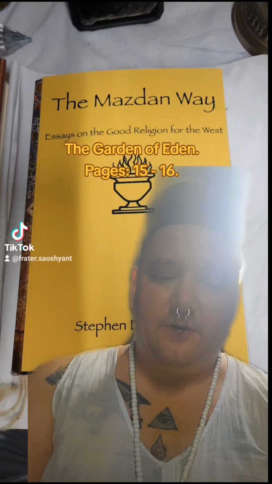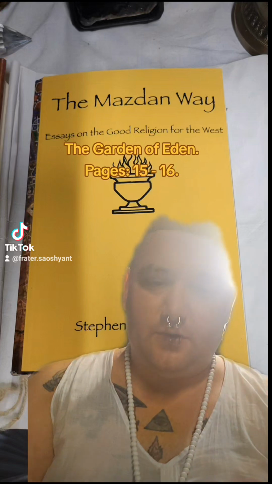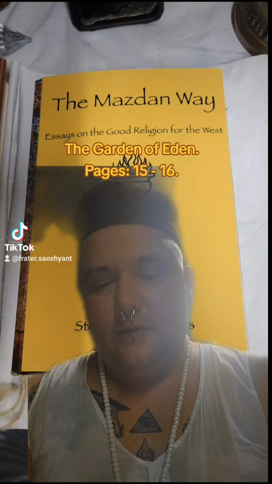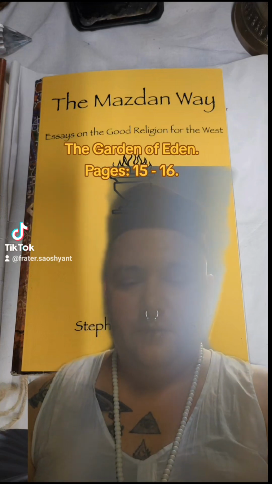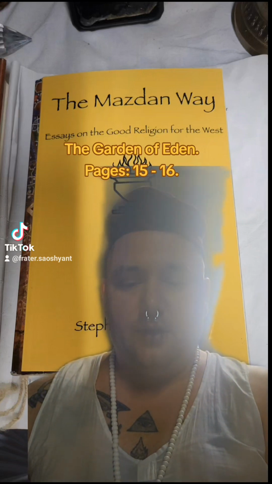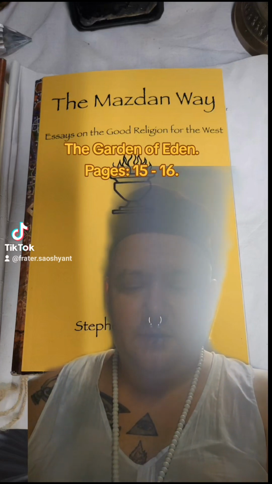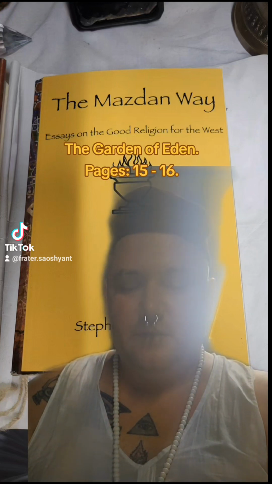How is the Garden of Eden described in the book of Genesis? We find it in chapter 2 of that book, where we read: 8. And the Lord God planted a garden eastward in Eden, and there he put the man whom he had formed. 9. And out of the ground made the Lord God to grow every tree that is pleasant to the sight and good for food. The tree of life also in the midst of the garden, and the tree of knowledge of good and evil.